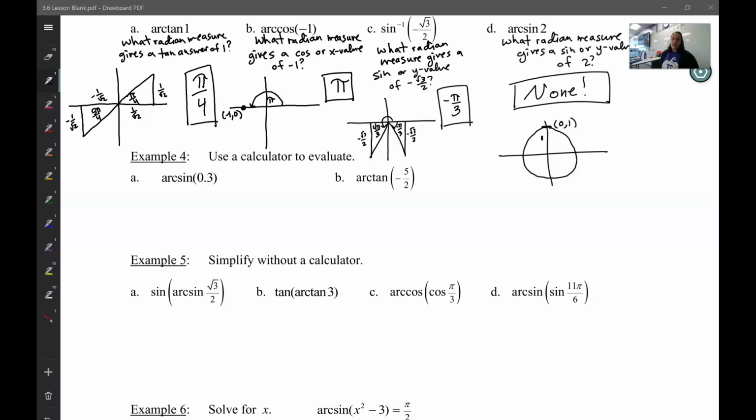Let's continue with our inverse trig review. So, example 4, use a calculator to evaluate. This is just as simple as it sounds. Type it into your calculator.